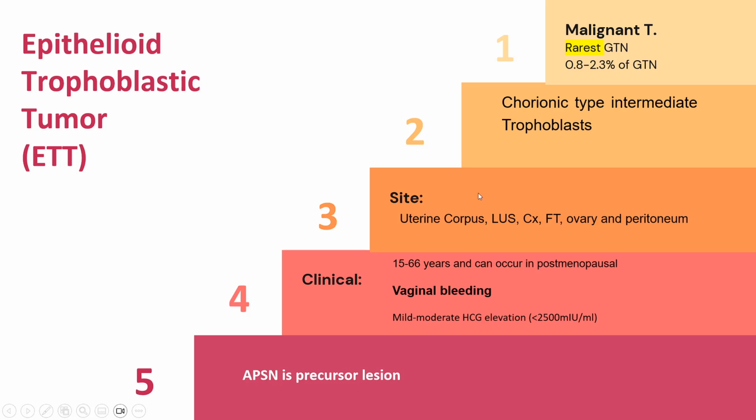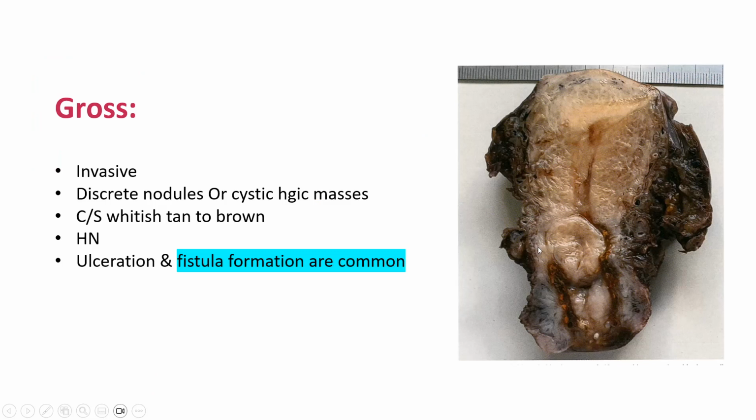Okay, it may be seen in the uterus, the lower uterine cervix, the tubes, the ovaries, and the peritoneum. It mostly presents with vaginal bleeding with mild to moderate HCG elevation. What's noteworthy is that it has a precursor lesion. Remember the atypical placental site nodule, that's a precursor lesion for ETT. Grossly, it appears as invasive discrete nodules or cystic hemorrhagic masses with a cut section that is whitish to tan, and may show hemorrhage and necrosis.